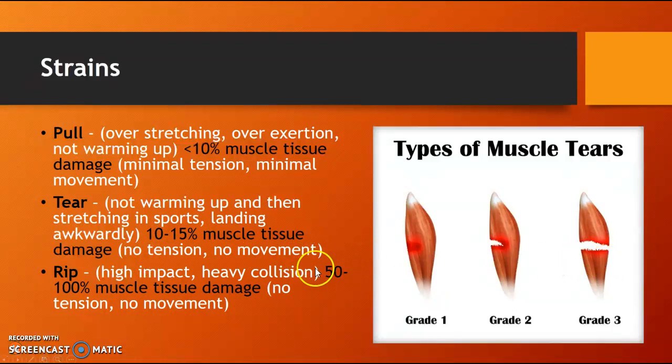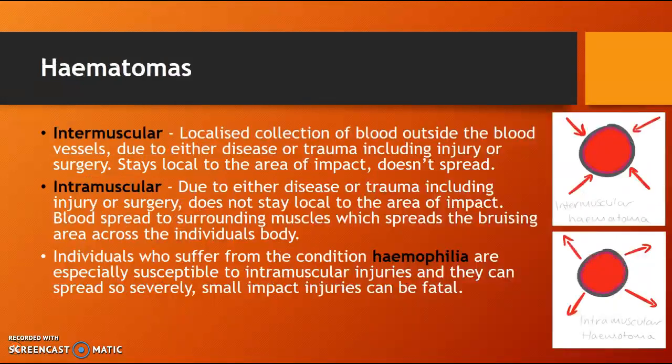movement available. And then the last one, as you can see here, is a rip where the muscle is completely separated from each other. So this can be done by a high impact tackle or heavy collision tackle. For example, if someone was running full pelt at you in rugby and collided into you like that, that can lead to a ripped muscle. This can do between 50 and 100% muscle tissue damage, and again there is no tension and no muscle movement available if someone suffers a rip.